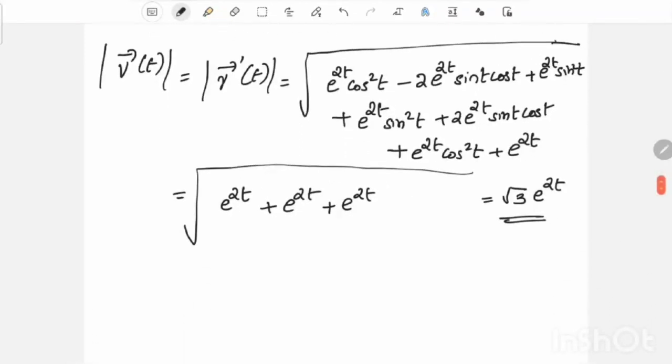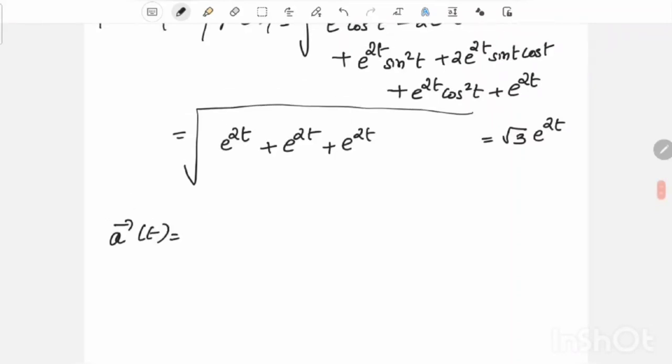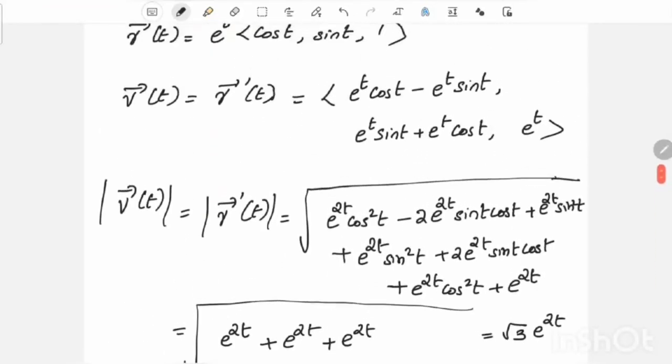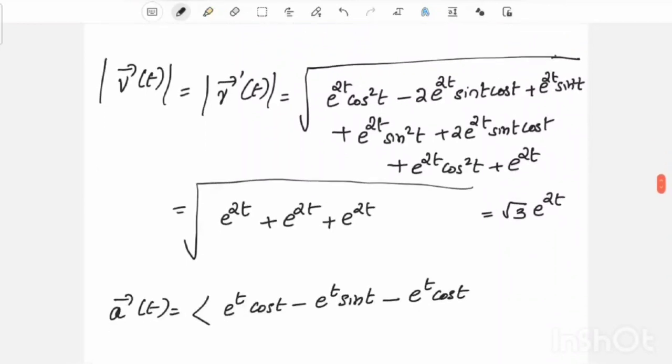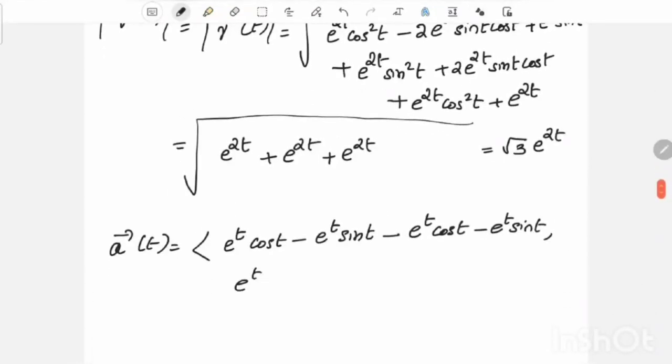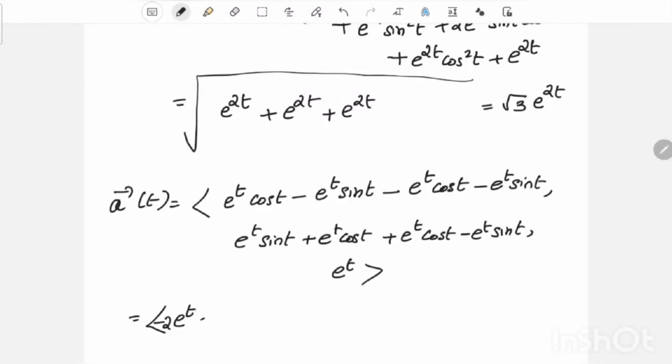Now we need to find the acceleration. a of t is equal to ⟨e^t cos t − e^t sin t − e^t cos t − e^t sin t, e^t sin t + e^t cos t − e^t sin t + e^t cos t, e^t⟩, which simplifies to ⟨−2e^t sin t, 2e^t cos t, e^t⟩.